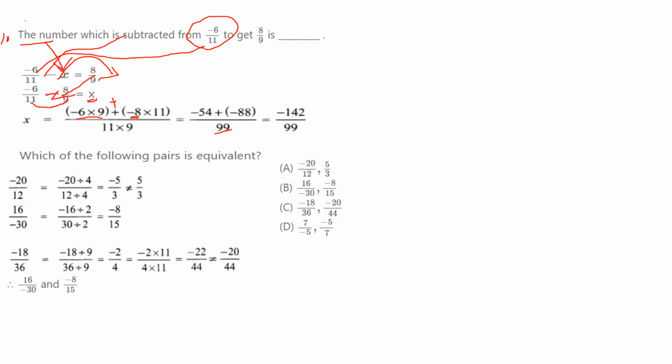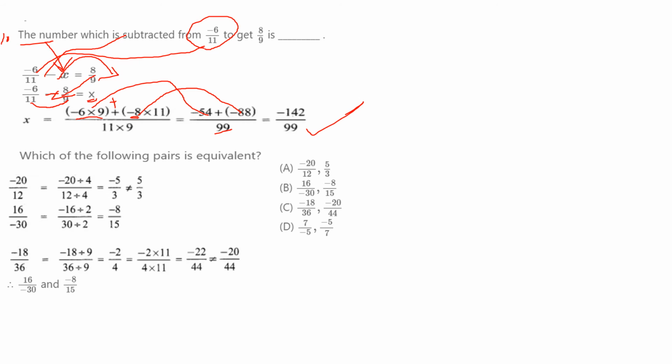So, minus 6 into 9, 54, plus minus 8 into 11, minus 88. Same sign means add and put a minus sign. So, add the numbers 54 plus 88, 142. So, minus 142 by 99 is the answer.